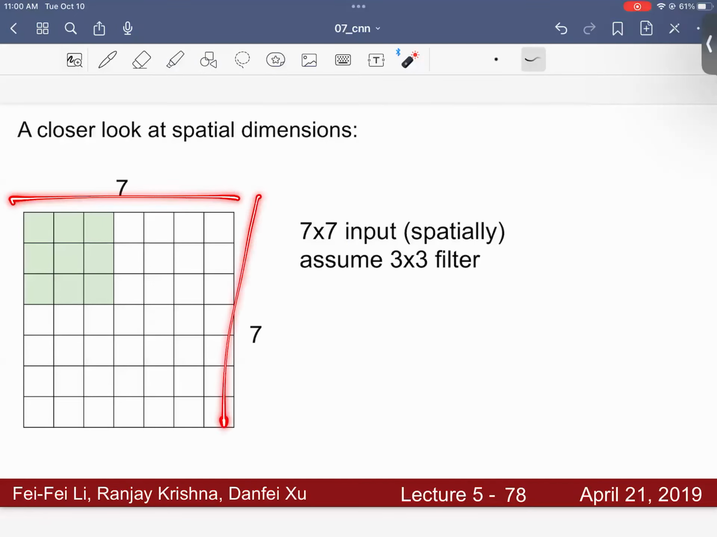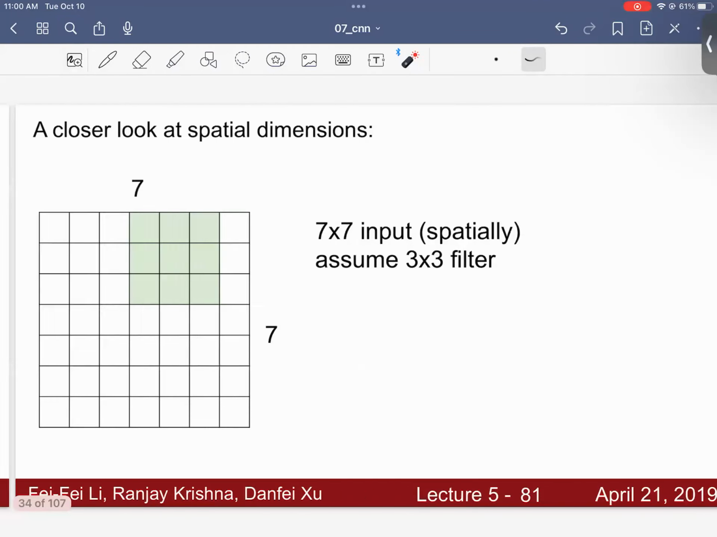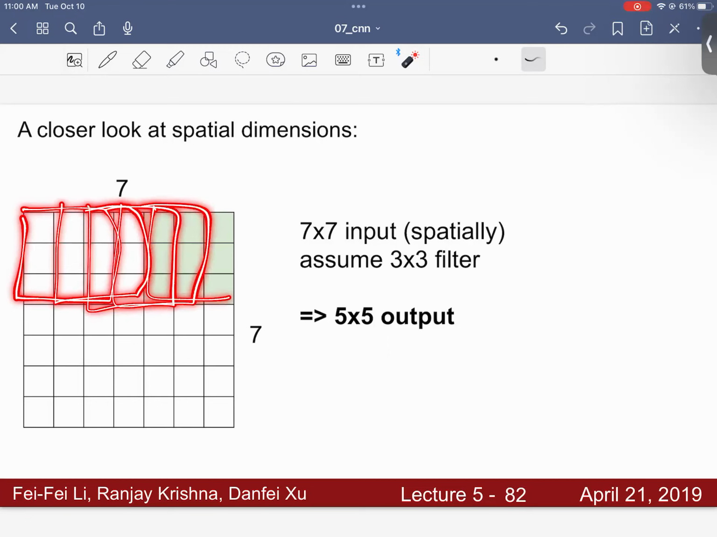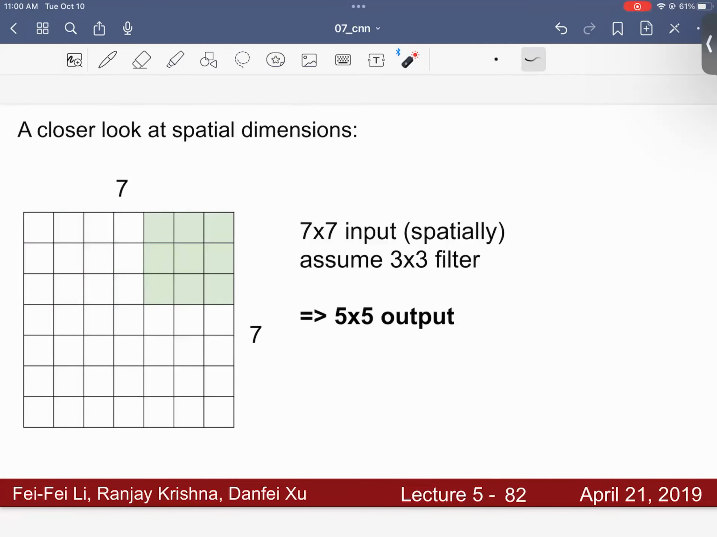And what happens is, from here, the first convolution, second, third, fourth, and fifth, right? So the output dimension should be 5 by 5, because you have 1, 2, 3, 4, and 5, right? So it means that inevitably, when you use a 3 by 3 filter, your activation map will be smaller in spatial dimension than the input, because your input was 7 by 7 and your output is 5 by 5.